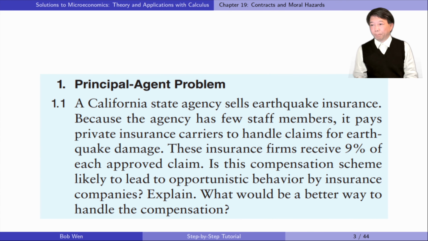The first section is about the principal-agent problem. Here's exercise 1.1. A California state agency sells earthquake insurance. Because the agency has few staff members, it pays private insurance carriers to handle claims for earthquake damage. These insurance firms receive 9% of each approved claim. Is this compensation scheme likely to lead to opportunistic behavior by insurance companies? Explain. What would be a better way to handle the compensation?